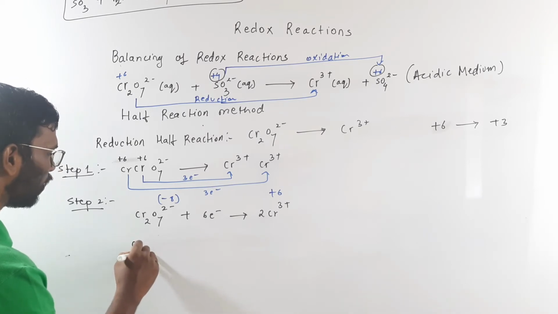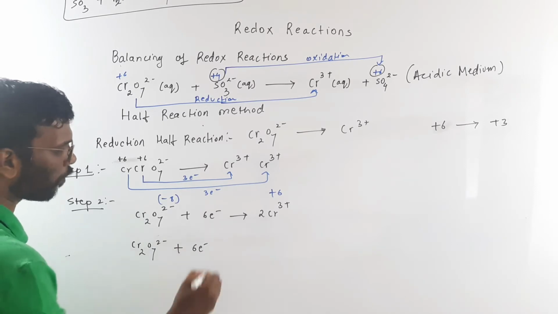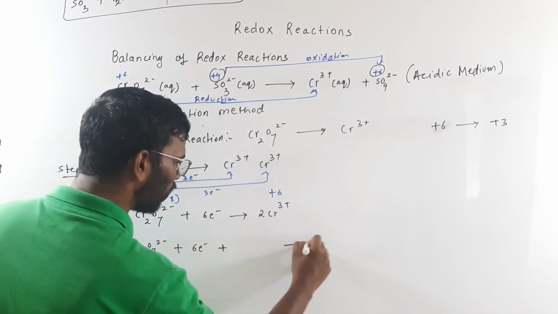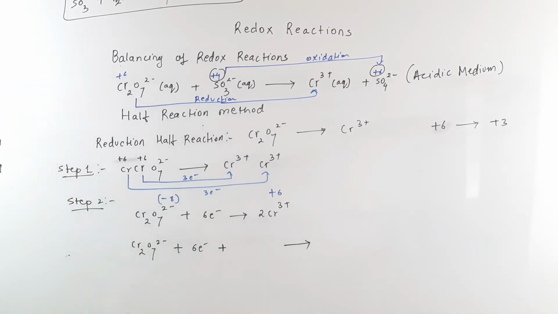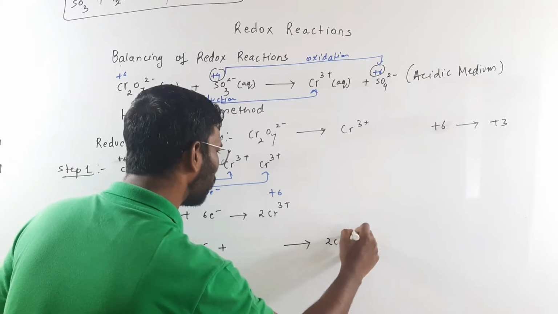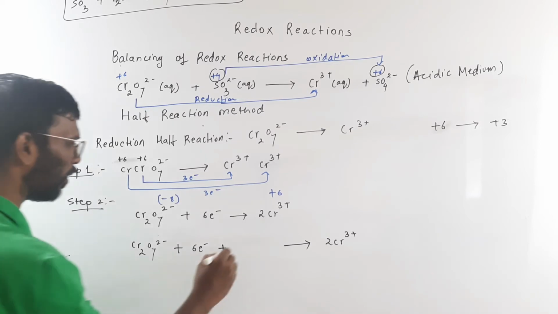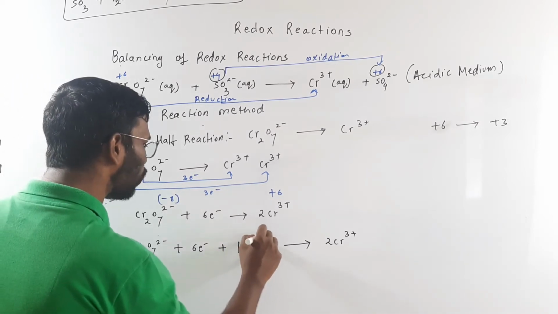So this is Cr2O7 2 minus plus 6 electrons plus, and you can pause the video for some time and put the value of how many H plus you are going to put. This side it is 2Cr3 plus. How many should it be? If you are getting it to be 14, then you are correct. So 14 H plus you are putting.